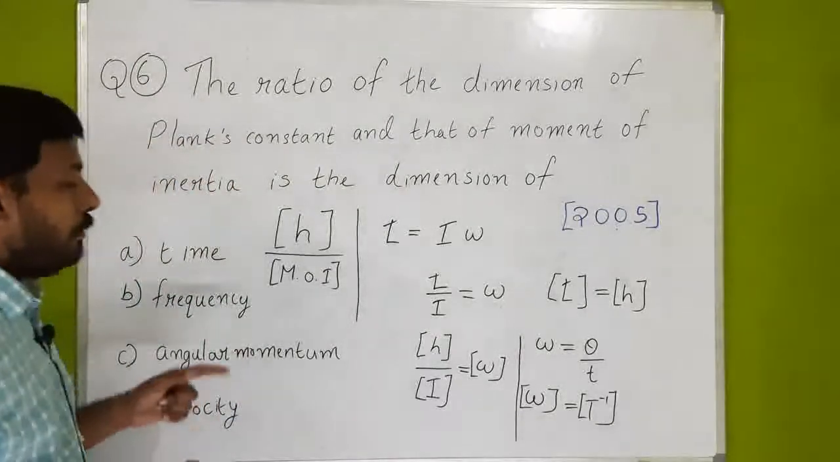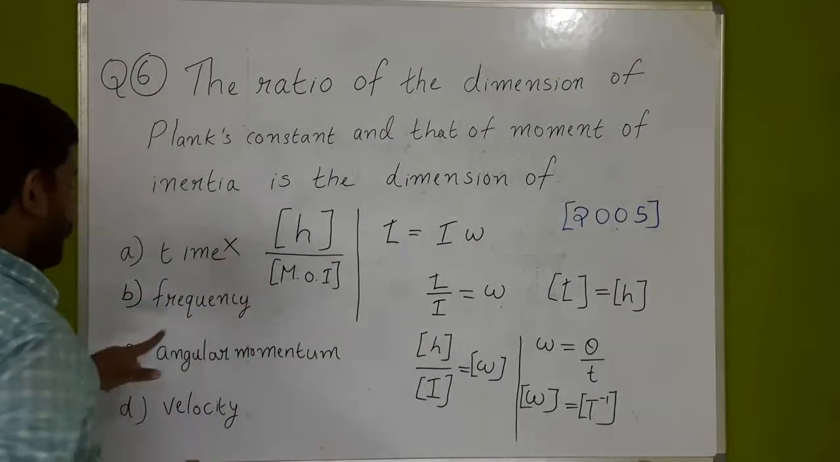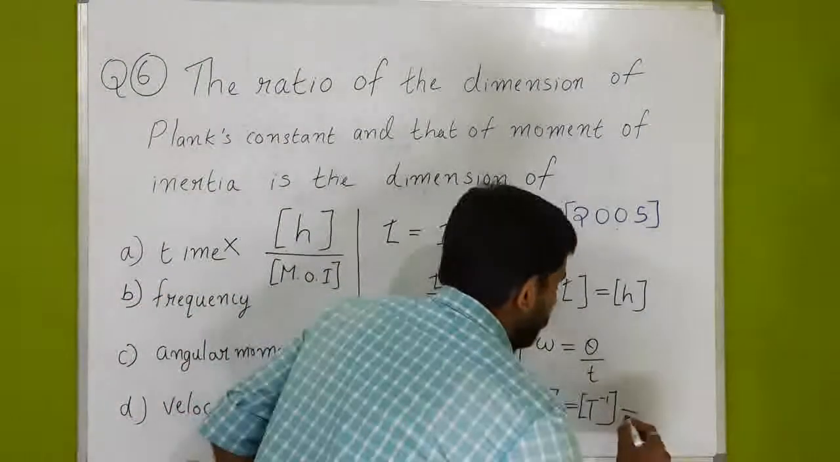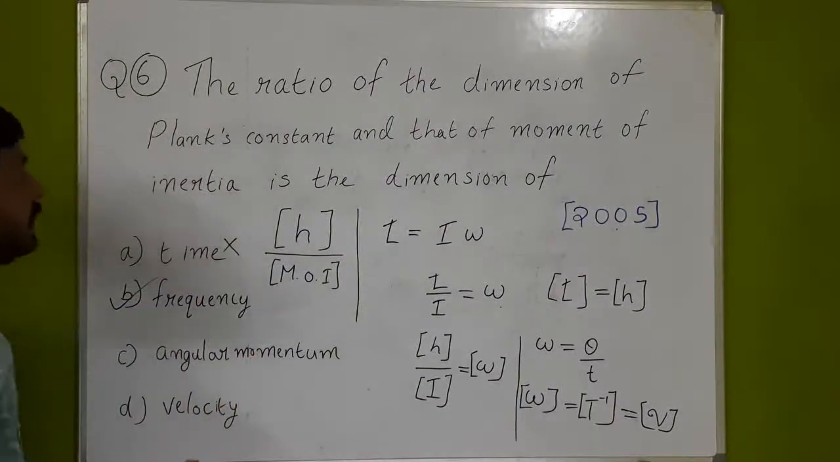So, therefore, the dimension of omega is T inverse. So, let's check the options. Time, that's incorrect. Frequency, this is equal to the dimension of frequency. So, option B is the correct answer.